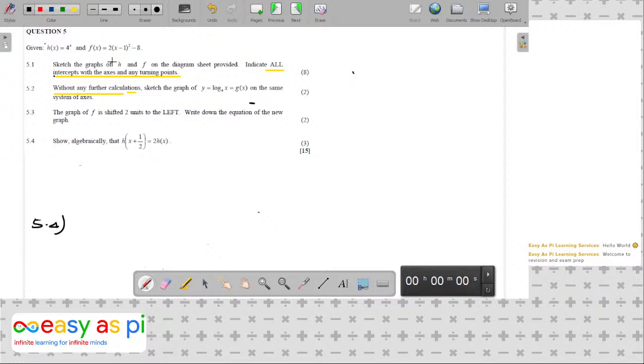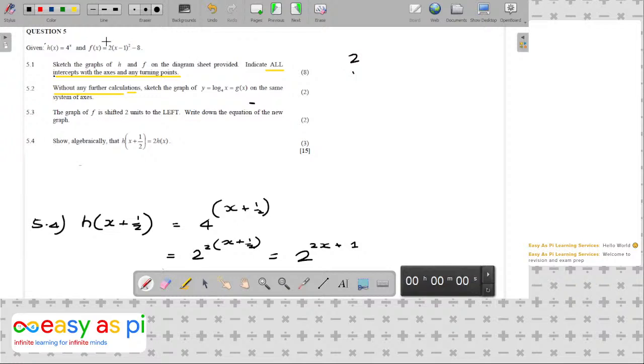Right, so let's start by working out h at x plus a half. H at x plus a half means where I have x, replace it with x plus a half. So that becomes 4 to the power of x plus a half, like so. Now remember, this can be written as 2 squared raised to the power x plus a half. And of course, if I distribute this, this then becomes 2 to the power 2x plus 1. Okay. Now, let's see what 2h of x is.